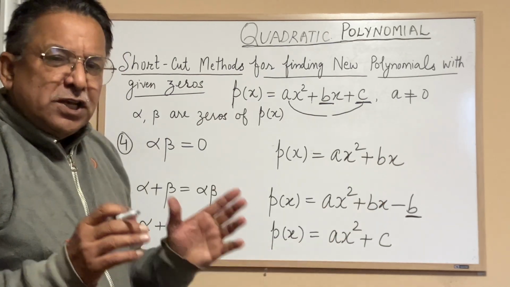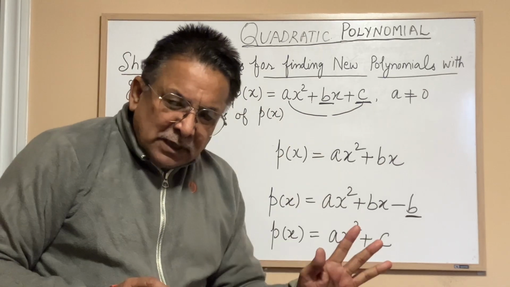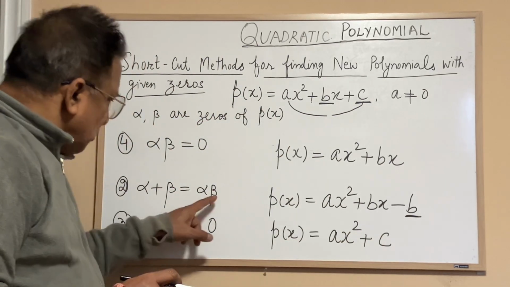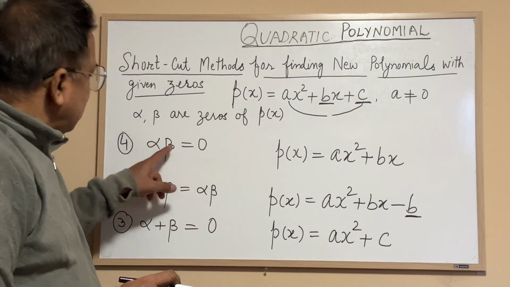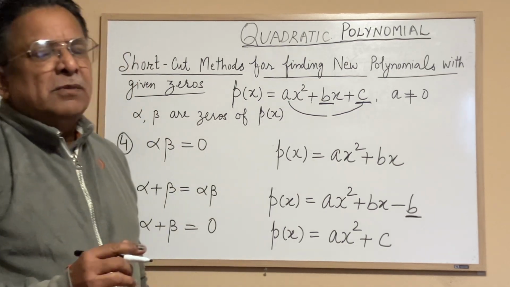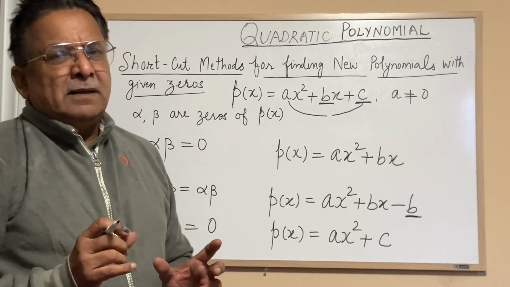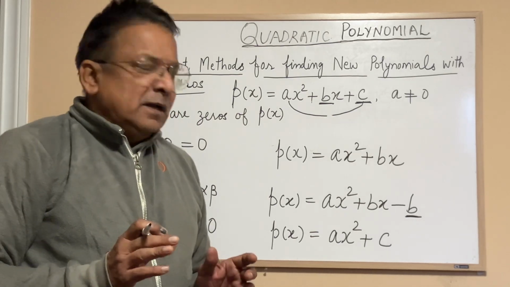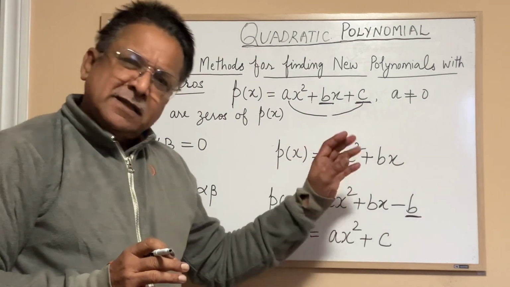This is the easy way to solve four cases: a reciprocal case, sum equal to product, sum of zeros equal to 0, and product of zeros equal to 0. And I am sure you can apply it in a very rapid way, and you can solve questions in a very short time. These are shortcuts to be used in examination.